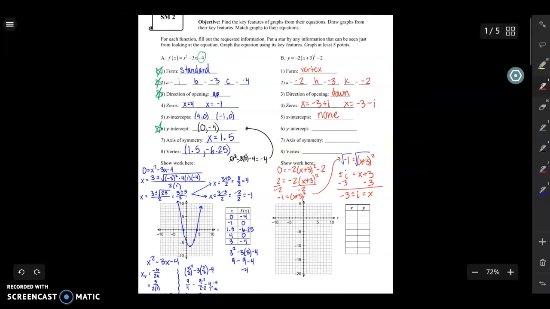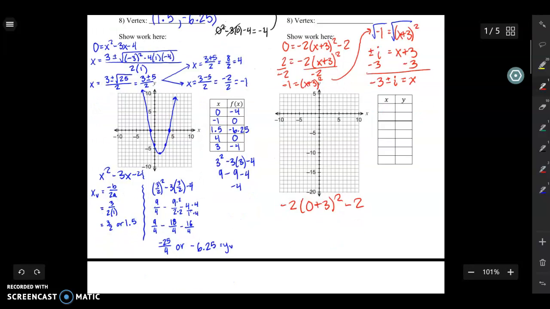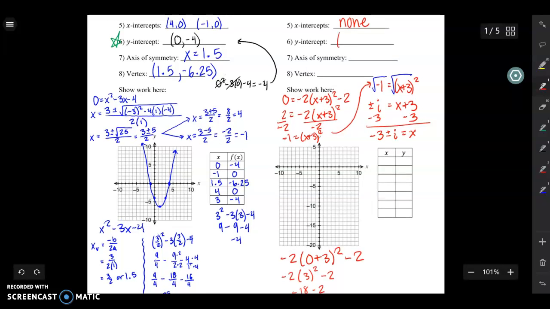My y-intercept, I'm going to zoom out again. I'm going to come down and do it at the bottom. I need to plug in 0 for all of my x's and then solve. So I'm just going to simplify this expression. I'm going to have -2 times 3 squared minus 2. So that's going to be -18 minus 2, so -20. So my y-intercept is -20. It's kind of a big y-intercept. So I'm going to write it as an ordered pair, (0, -20).